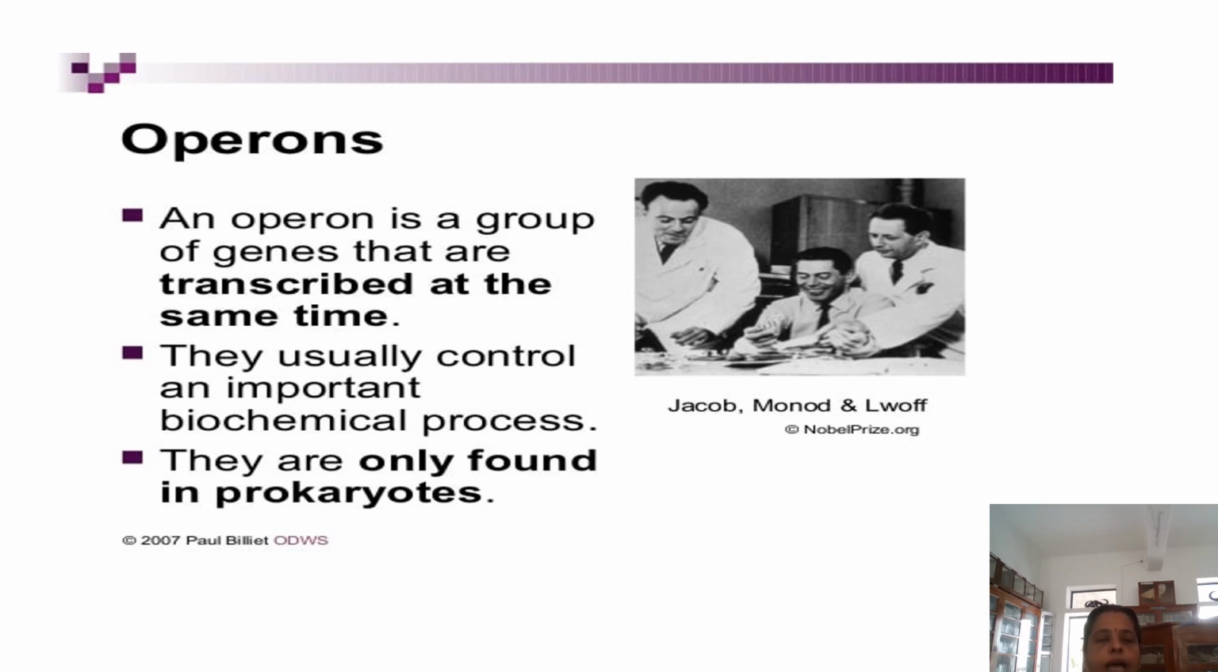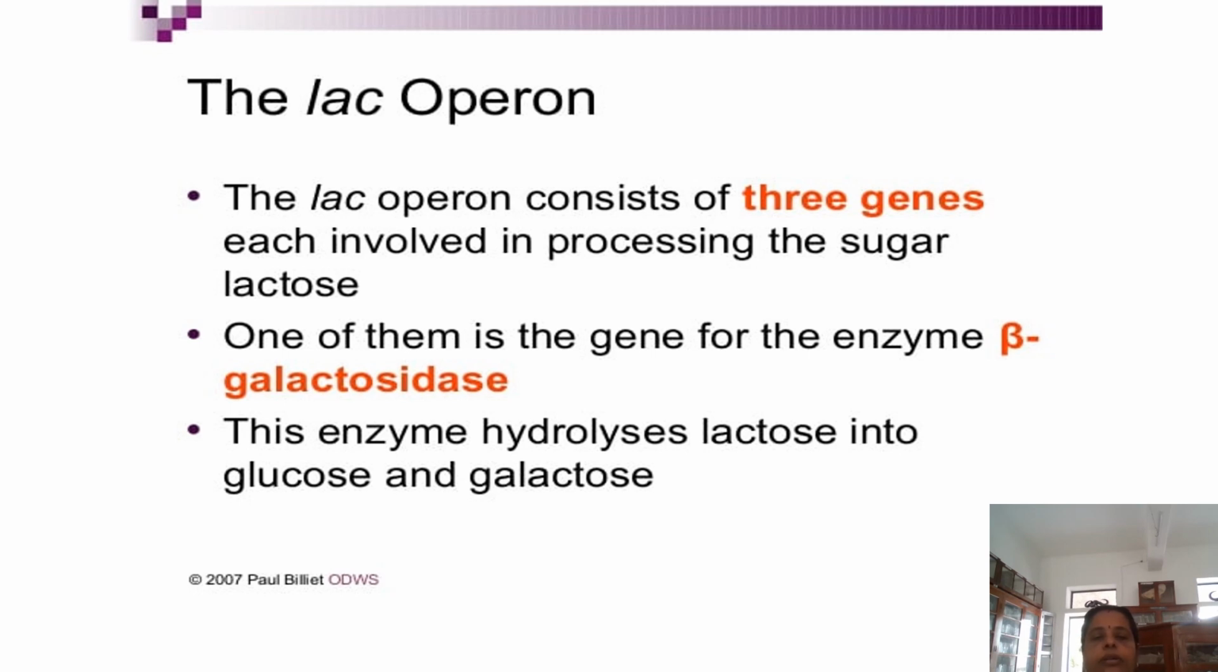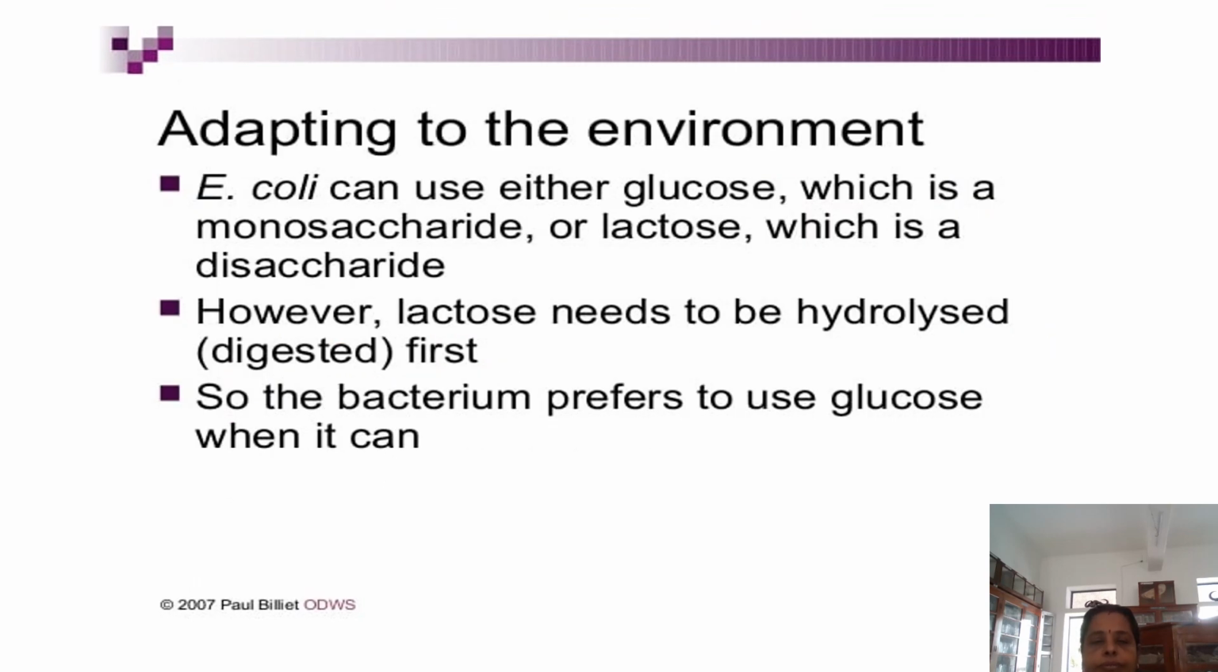What is an Operon? An Operon is a group of genes that are transcribed at the same time. They usually control an important biochemical process. They are only found in prokaryotes. The Lac Operon consists of three genes, each involved in processing the sugar lactose. One of them is the gene for the enzyme beta-galactosidase. This enzyme hydrolyzes lactose, which is a disaccharide, into monosaccharides called glucose and galactose.